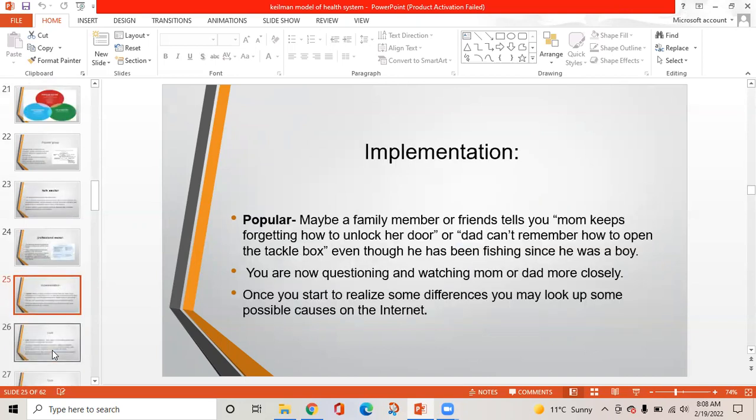Now, implementation of these sectors. Implementation of the popular sector: maybe a family member or friend tells you that mom keeps forgetting how to unlock her door, or dad cannot remember how to open the tackle box, even though he has been fishing since he was a boy. You're now questioning and watching mom or dad more closely. Once you start to realize some differences, you may look up some possible causes for these situations.